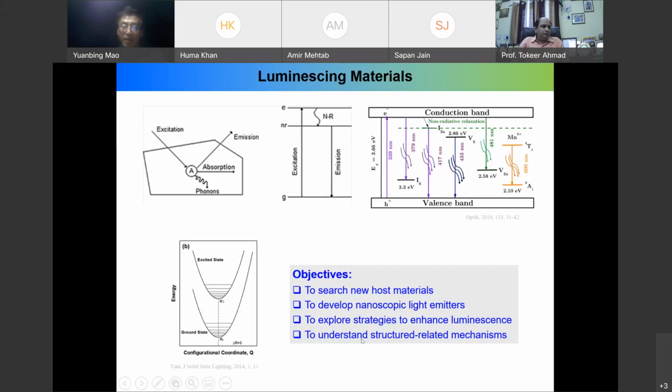And for science projects, we always want to understand the structure related to mechanism. Why do some host materials combined with the activators work and give very good quantum yield, but not the others? So that's, in general, how we study the phosphors.